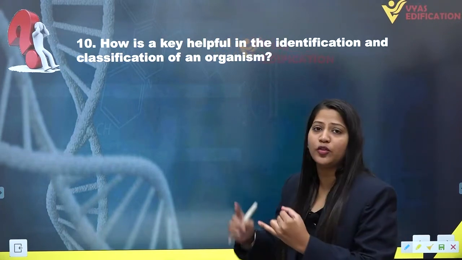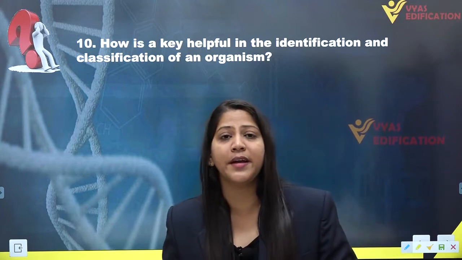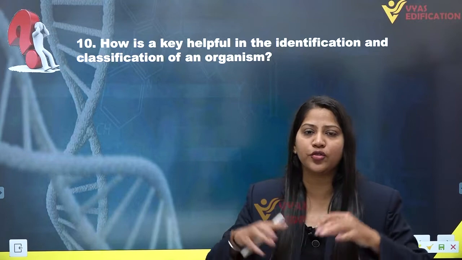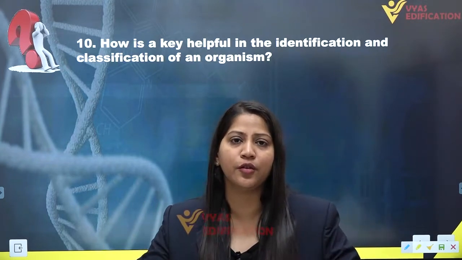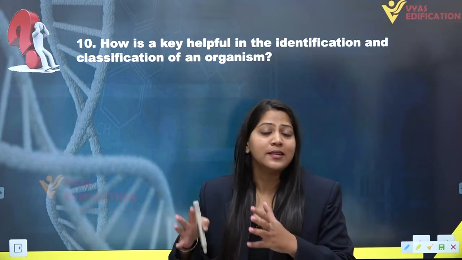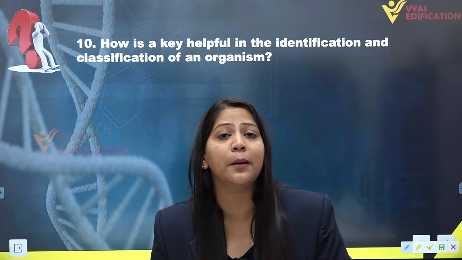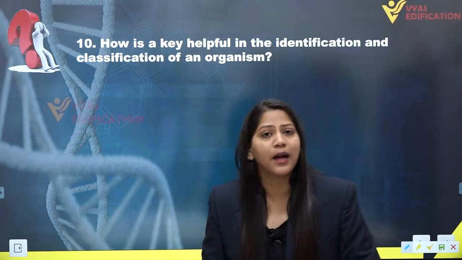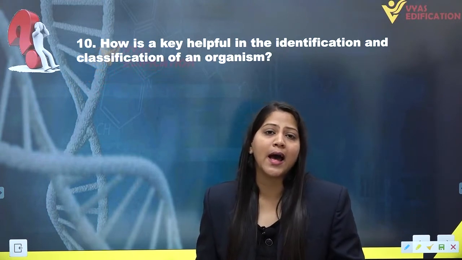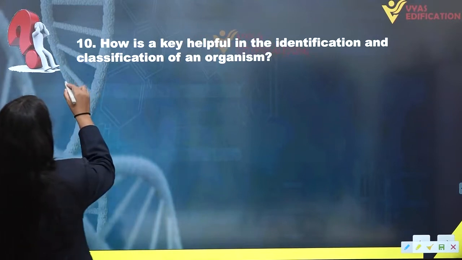That key is actually a taxonomical aid which helps us to identify the organism, which helps us to classify the organism into their respective categories. These keys are based on similarities and dissimilarities of characters generally occurring in a pair called a couplet. Each statement in a key is known as a lead. Alright, so first of all we are going to write what a key is.